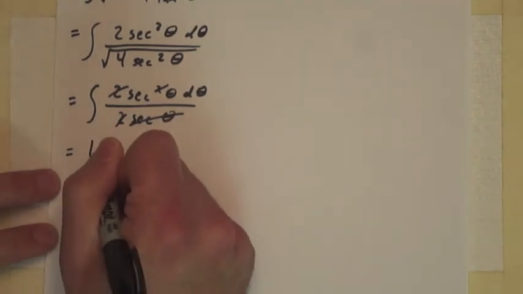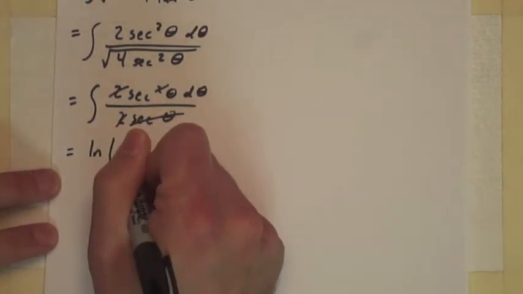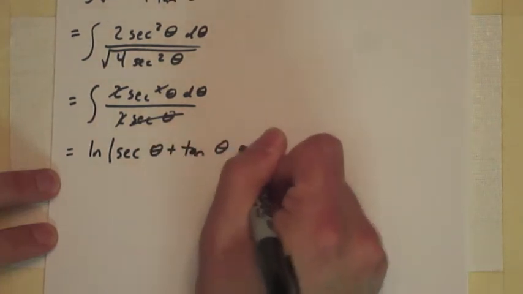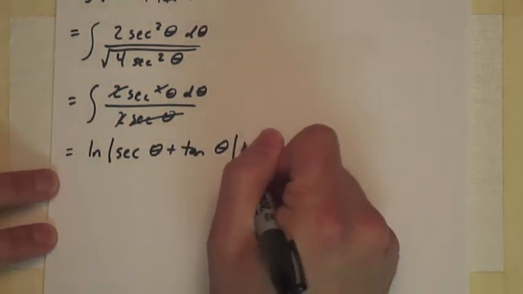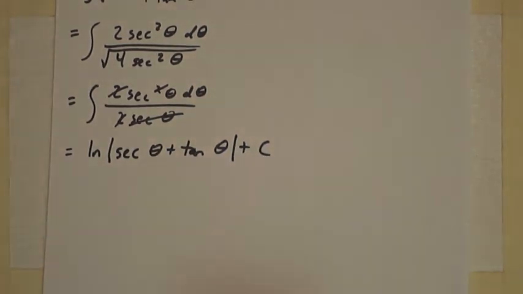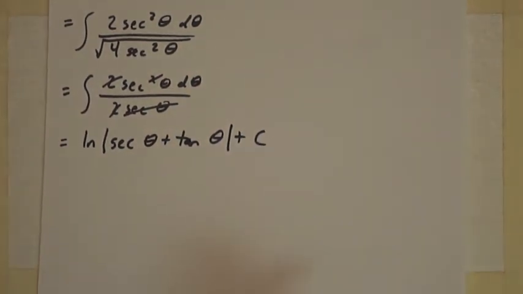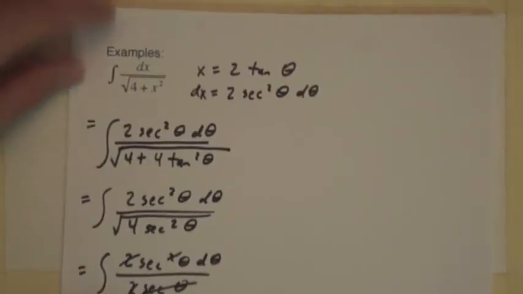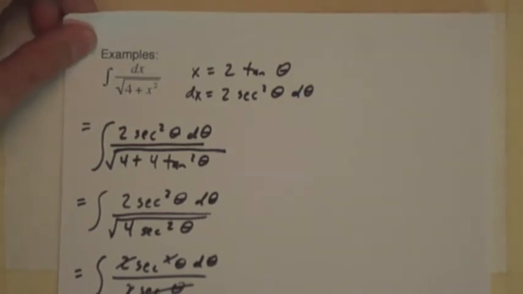It is natural log of the absolute value of secant theta plus tan theta plus c. So now it is time to change back from thetas to x's because the original problem was about x's, not thetas. So let's go ahead and do this.